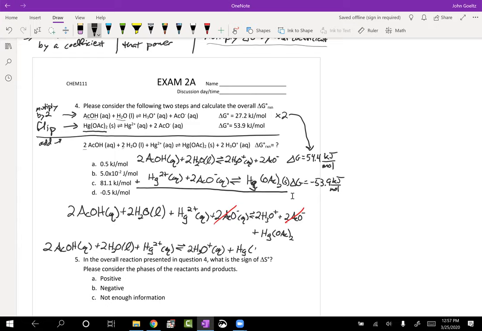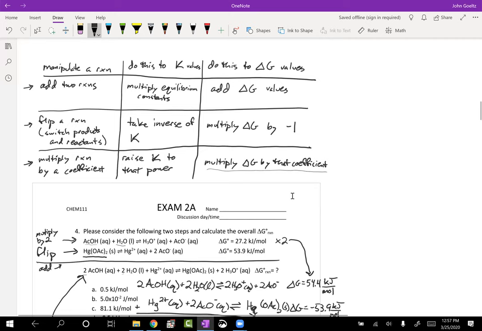Is that the overall that was given up here? I think it is. Yeah, I got the products in a different order, but that'll work. All right, so what's the delta G? If I added these two reactions, what do I do to the delta G's? Let's go up here. If I add the two reactions, what do I do to the delta G values? I add the delta G values, okay.